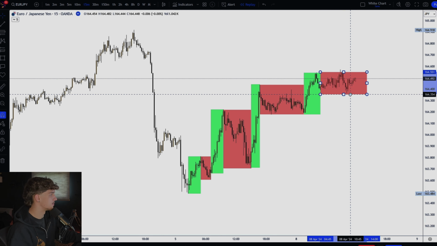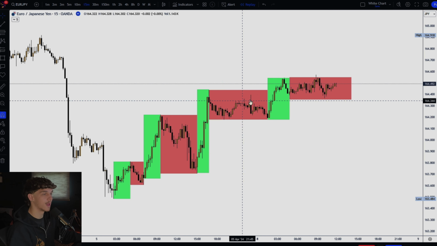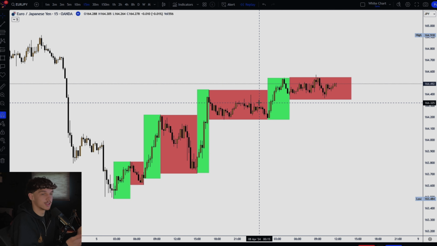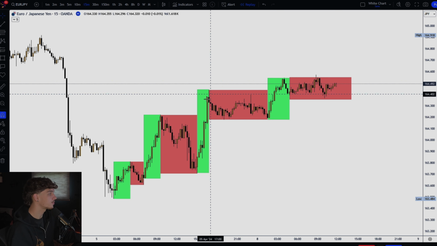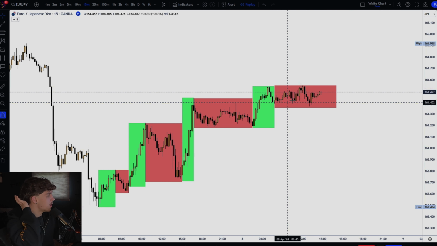So now we're in this bias of, you can see the moves up are very, very strong and the moves down are just a retracement. It's just a reset on the chart. Okay. So we're resetting, and we're having this impulsive move. So now we're in this zone, okay?